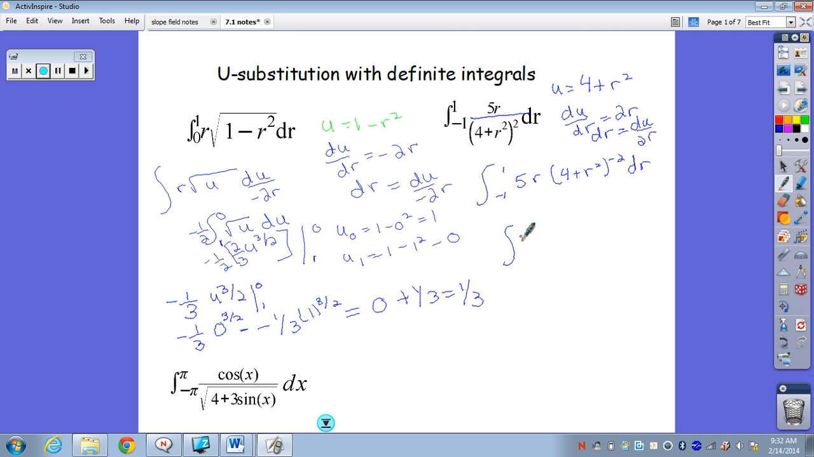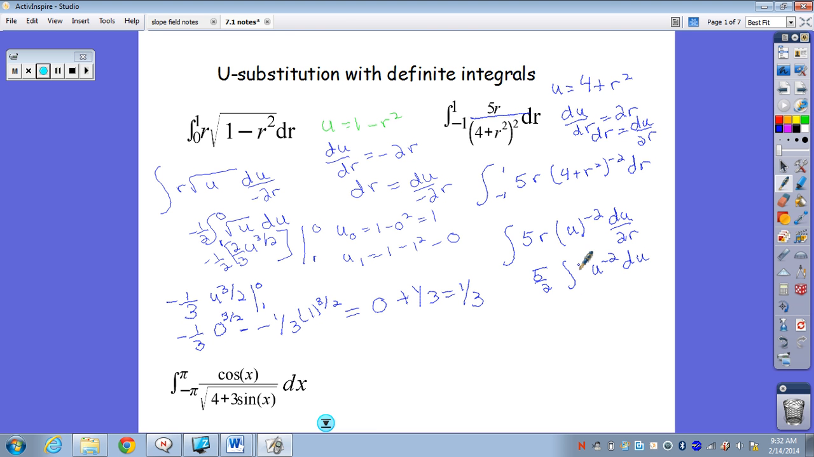So I'm going to keep my 5r here for now. The r should cancel eventually. I'm going to replace 4 plus r squared with u, so I get u to the negative second, and I'm going to replace dr with du over 2r. And then if I simplify, I'm going to pull out the constant, and then I'm going to get u to the negative second du, because the r's reduced to 1.